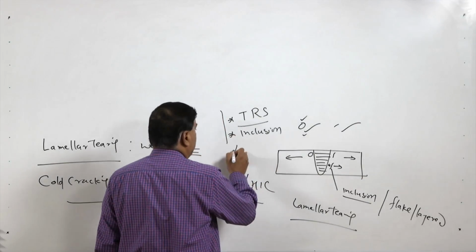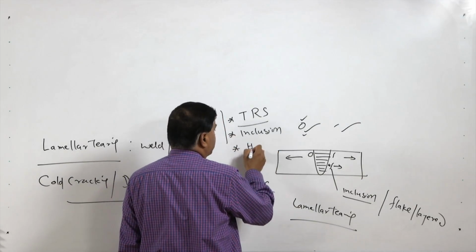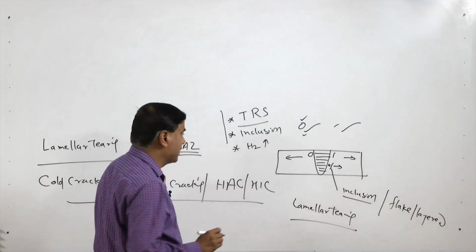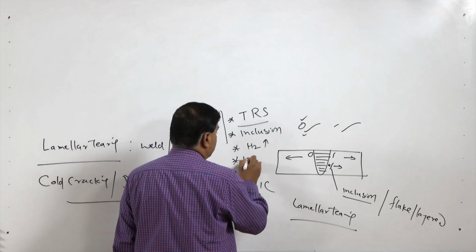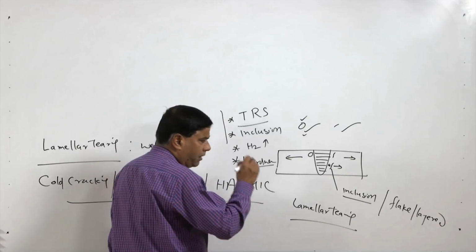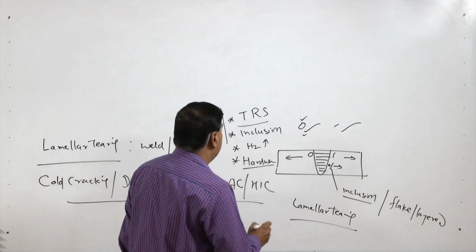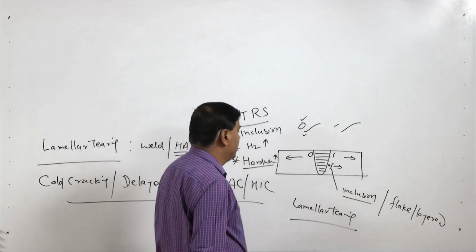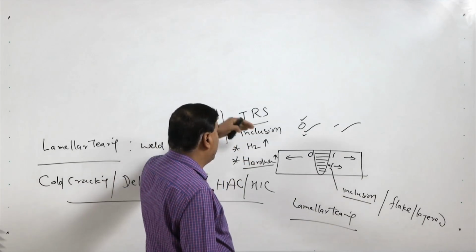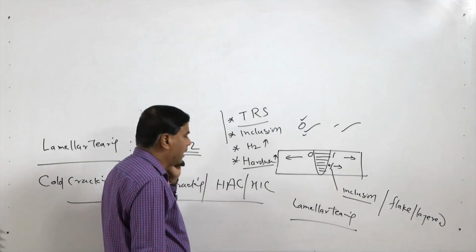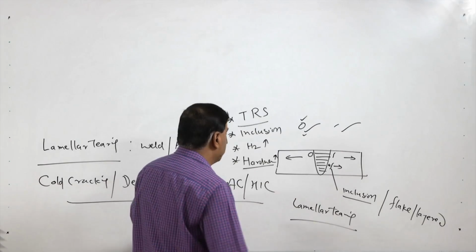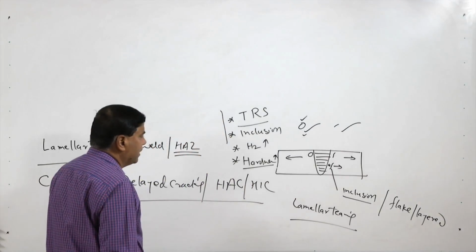Apart from these, we see that the presence of hydrogen also increases such cracking tendency, and an increase in the hardness of the weld metal and the heat affected zone also promotes the lamellar tearing tendency. So, higher hardness, higher tensile residual stresses, higher inclusion content or higher hydrogen content in the heat affected zone or in the weld metal promote the lamellar tearing tendency.